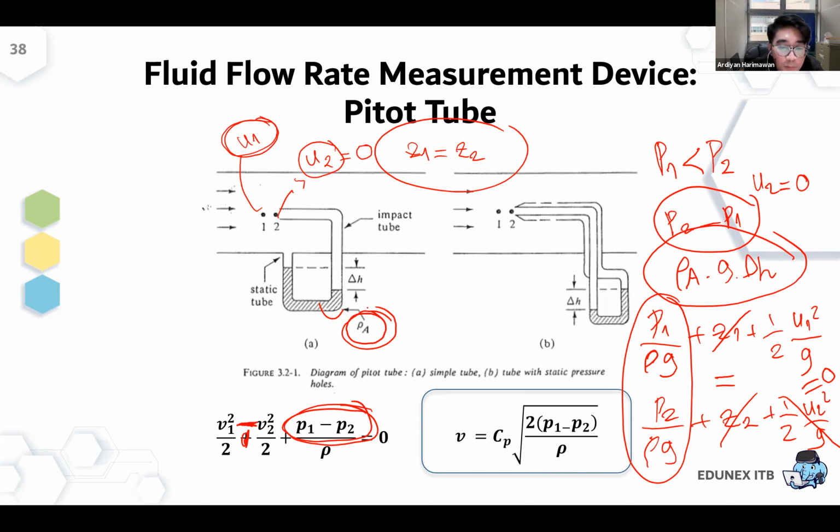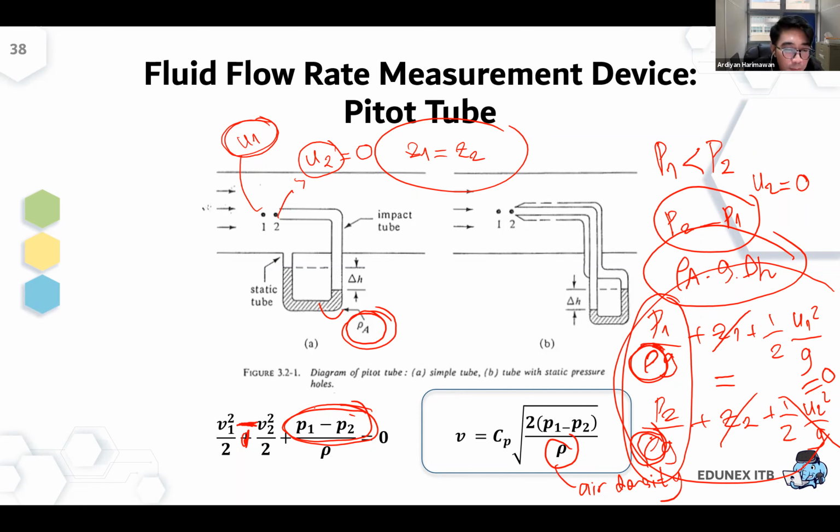But in the Bernoulli equation, you will have this one, right? This is the air density. Don't be mixed up, jangan kebalik-balik ya. Jadi ketika di Bernoulli, ada persamaan ini ya, persamaan Bernoulli, you have rho. Rho is density. This is the density of air.